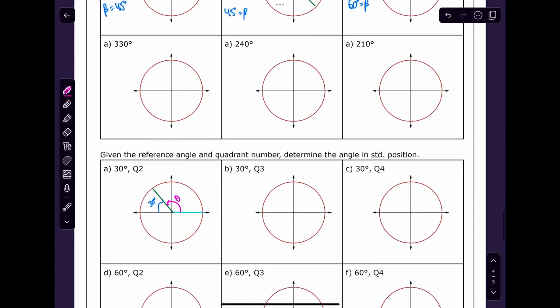So we can write that out. Theta is equal to 180 degrees minus the reference angle. So it's equal to 180 degrees minus 30, which is equal to 150 degrees. So our theta here is 150 degrees.